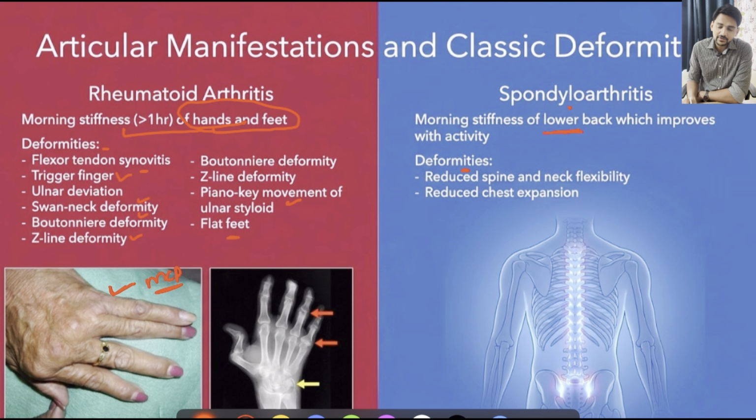Whereas the deformities seen in spondyloarthritis are mainly reduced spine and neck flexibility, because these commonly affect the spine. Whereas due to involvement of the thoracic spine, there will be reduced chest expansion. And one more point to be remembered is, in spondyloarthritis, the thoracic and lumbar spine is commonly affected, and this is spared in case of rheumatoid arthritis. And here, if the spine is involved, it will be the cervical spine.